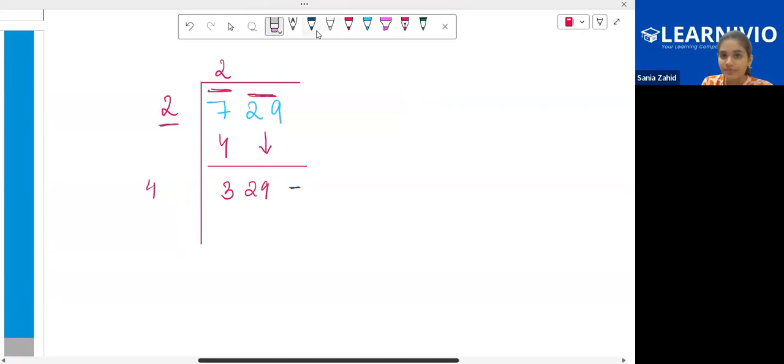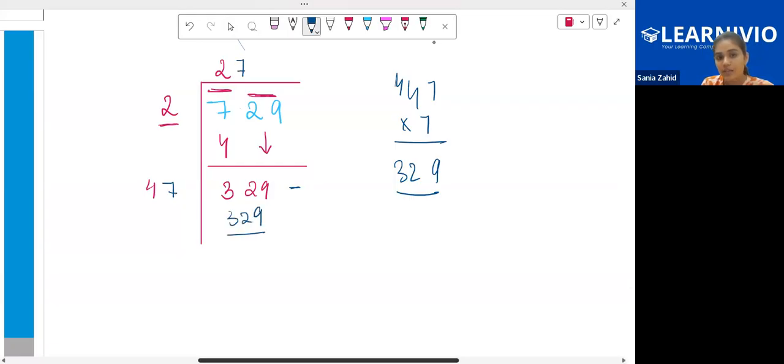If I write 45, I will have to multiply it with 5 only. So what do I have? 225. This is again a small number. So I cannot take this number also. Can I take 7? Let's try to take 7. You get 329. So I will write 7 over here, and 47 into 7 is equal to 329. This gives you 0.